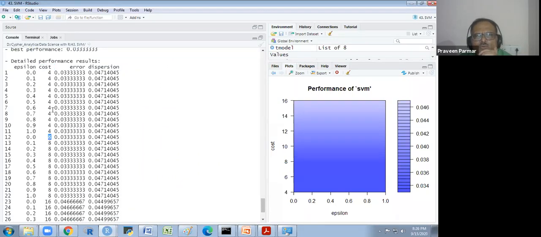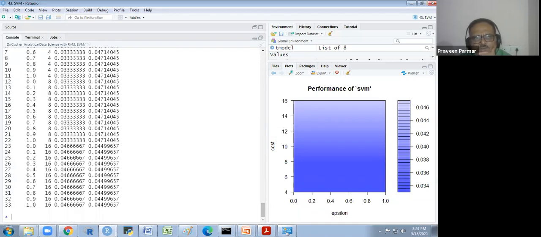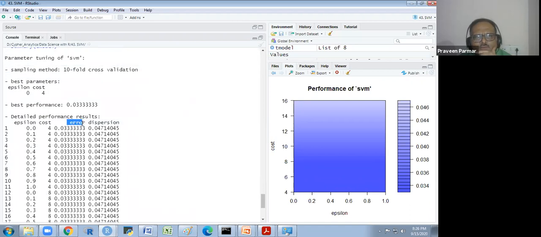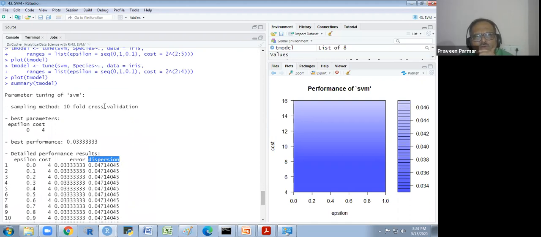Cost 2 to the power 2, 2 to the power 3, and 2 to the power 4. Okay, this is that one. And the error is given and the dispersion is given. So you see the best performance is the 10-fold cross validation here. And the best parameter: the epsilon is 0, and the cost is 4.